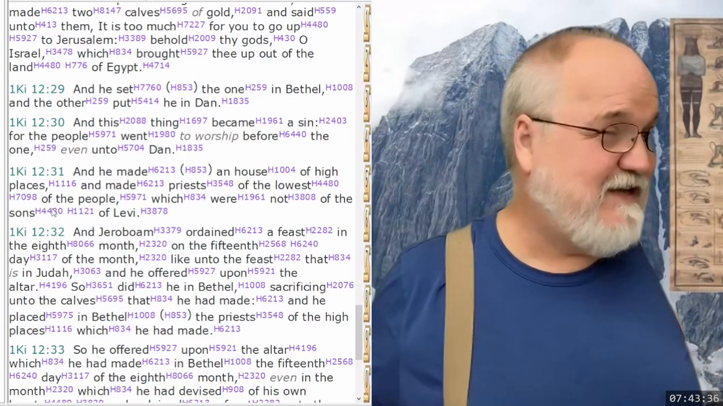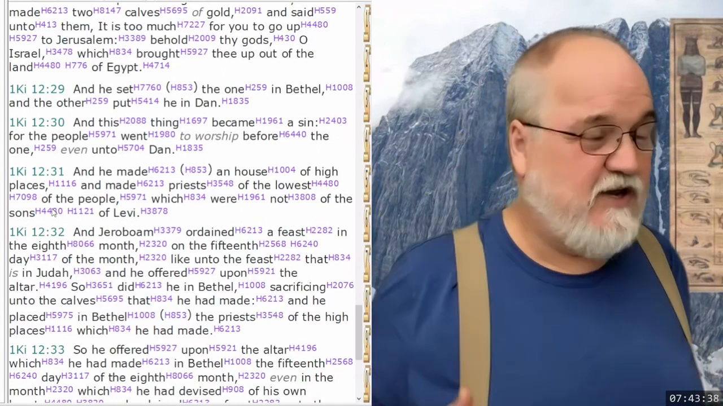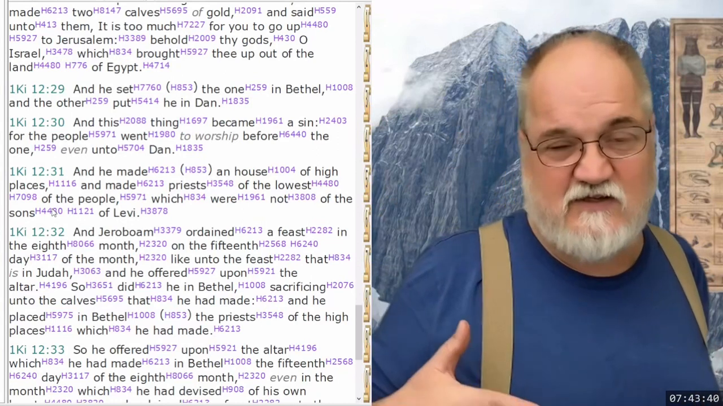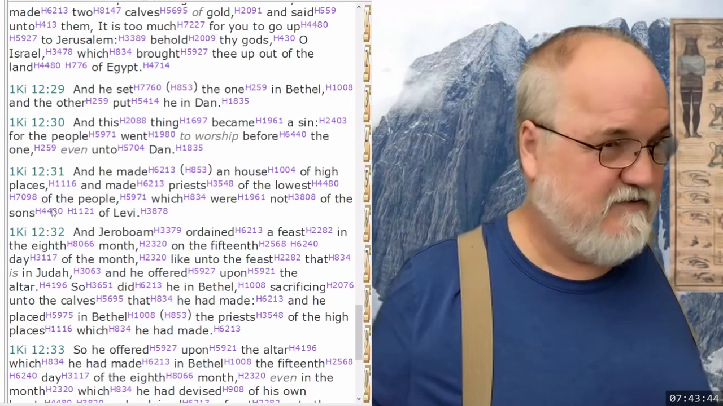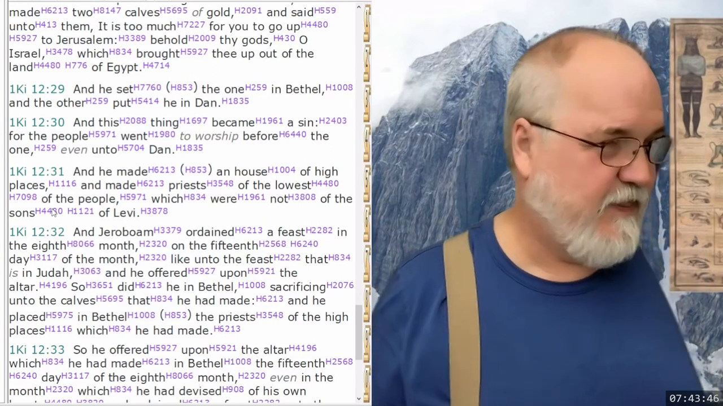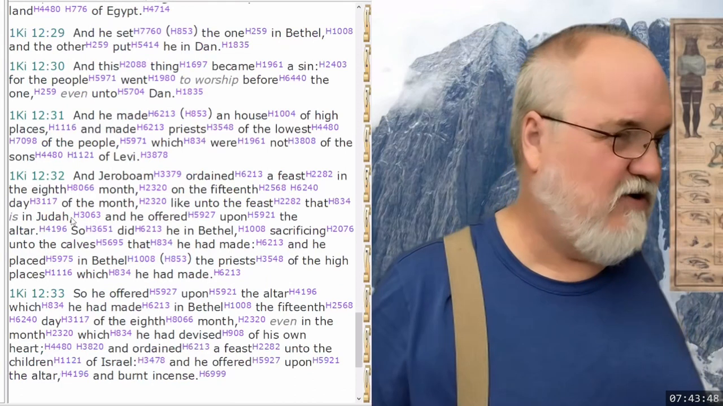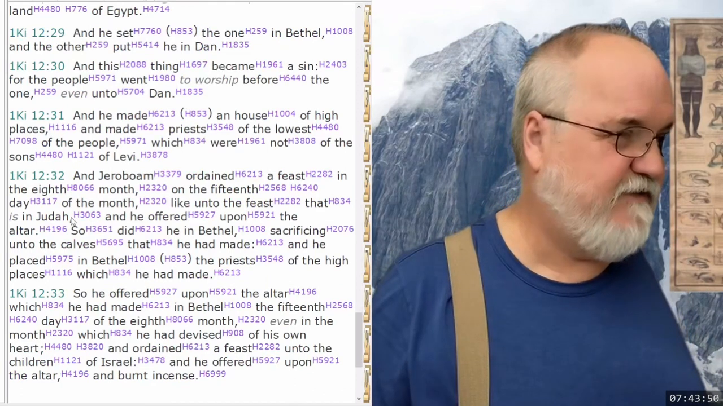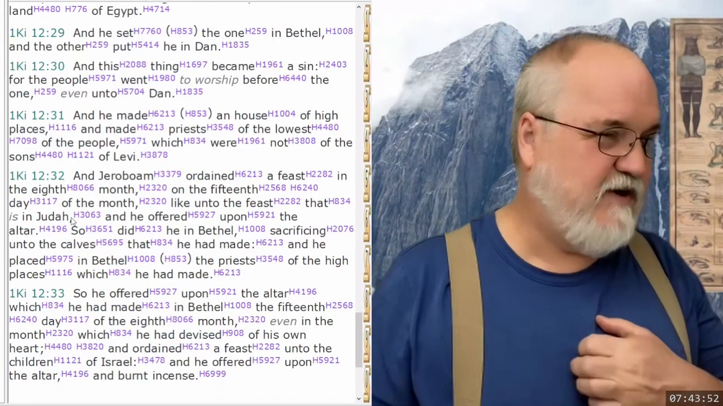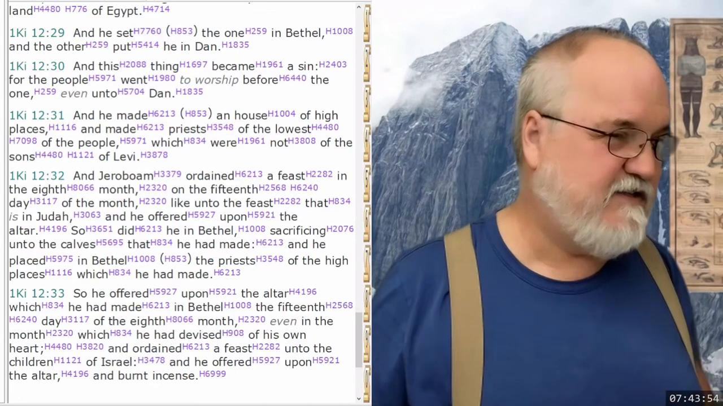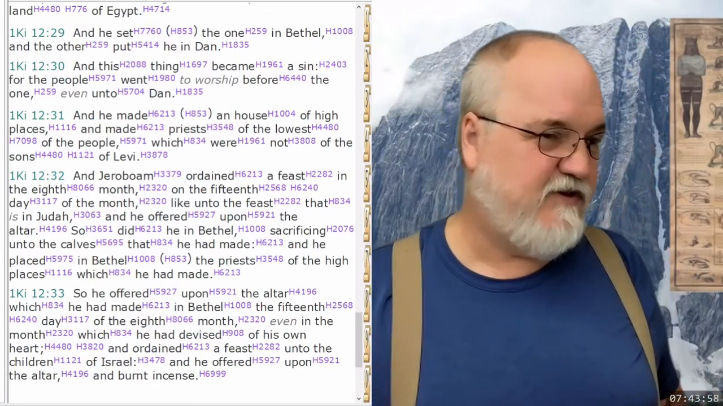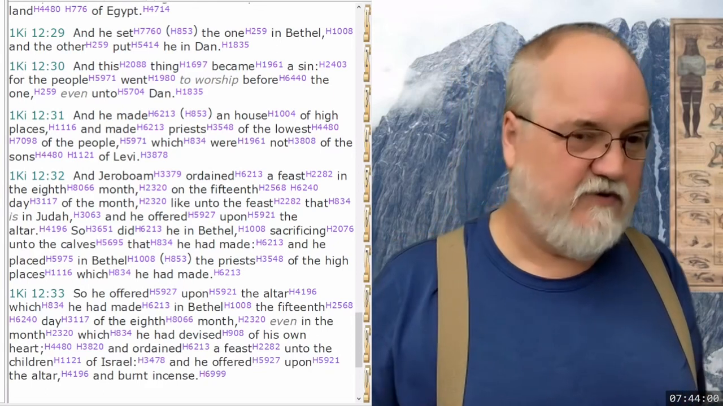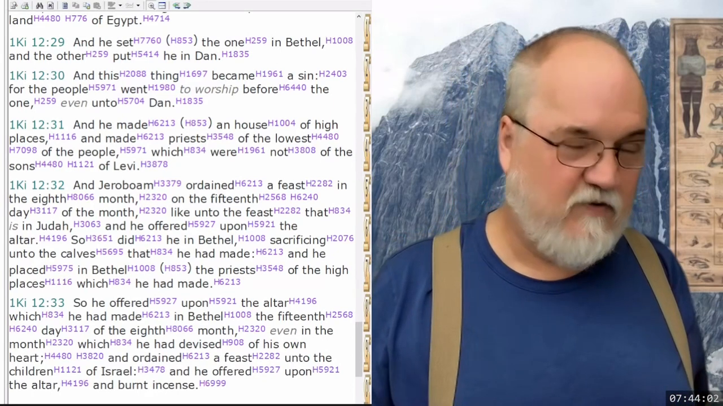So when it says like unto the feast that is in Judah, we would assume that this is like unto the Day of Atonement, right? Because it's in the fall. And he offered upon the altar which he had made in Bethel the 15th day of the eighth month, even in the month which he has devised of his own heart, and ordained a feast unto the children of Israel. And he offered upon the altar and burnt incense.